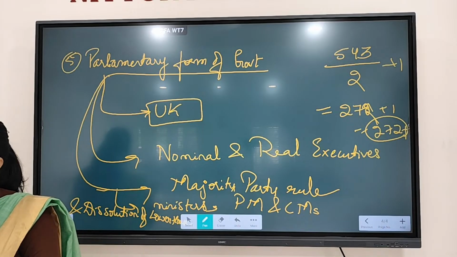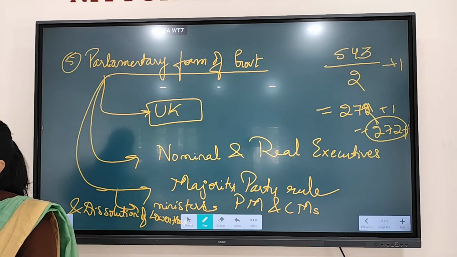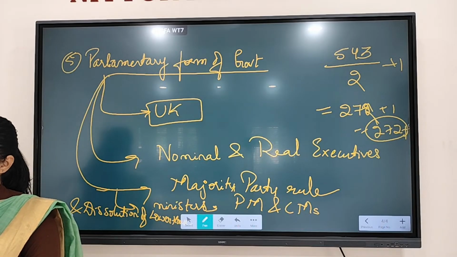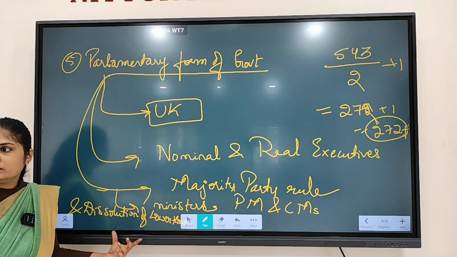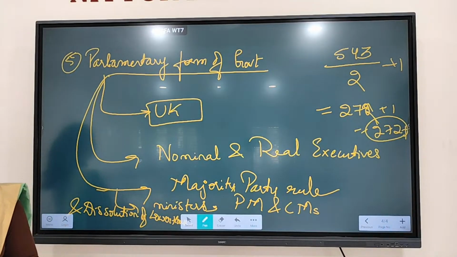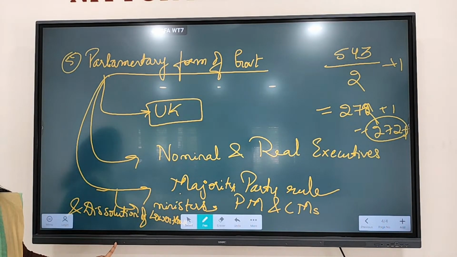And for the state government, which is the lower house? State legislative assembly. In the state government it is the state legislative assembly, and centrally, the Lok Sabha. Those houses can be dissolved. That all comes under parliamentary form of government.